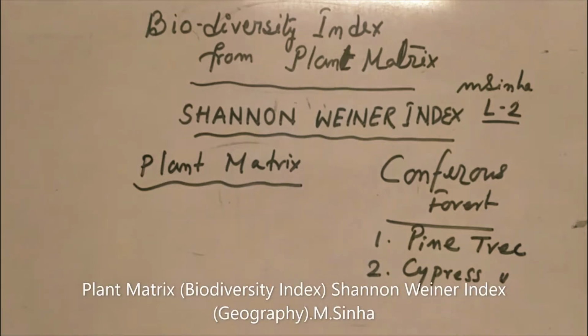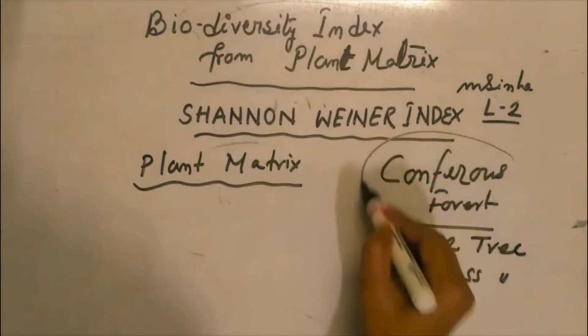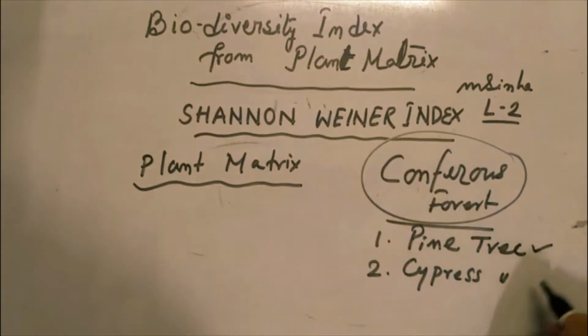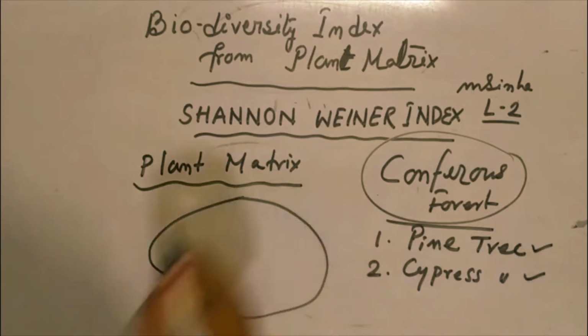Now our topic is identification or calculation of biodiversity index from the plant matrix. Suppose a group of students went to Darjeeling and they prepared a plant matrix. They took a part of conifer forest cover, and they took two species, that is pine species and cypress. Suppose this is the area they took.